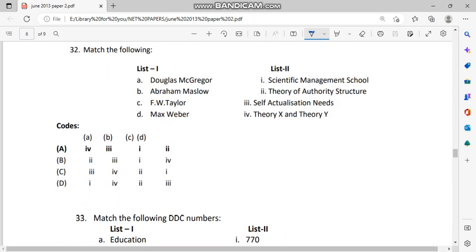Match the following. Douglas McGregor with the theory X and theory Y. Abraham Maslow with the theory of self actualization needs. F.W. Taylor with the scientific management tool. Max Weber, theory of authority structure.